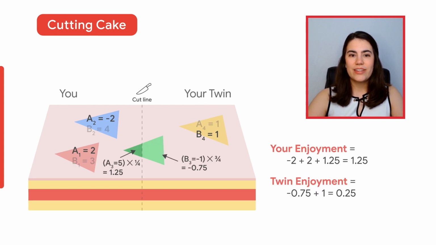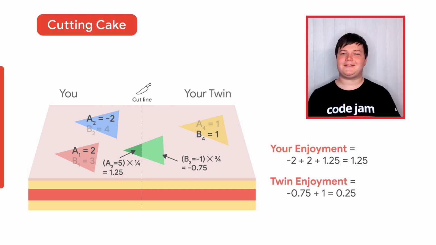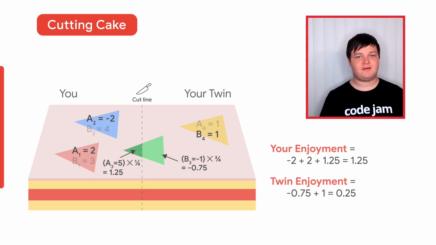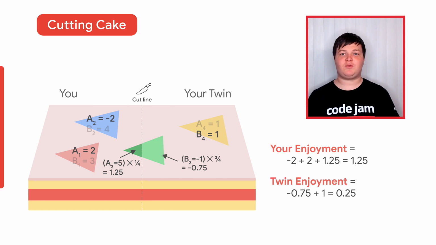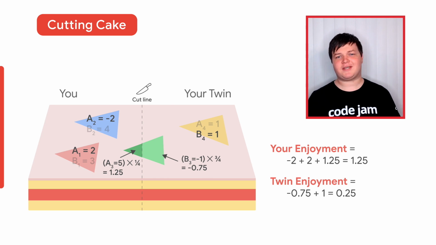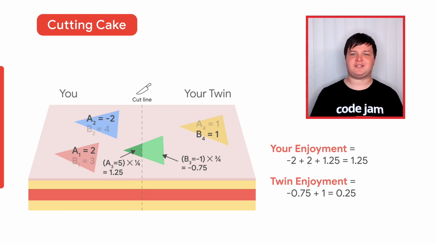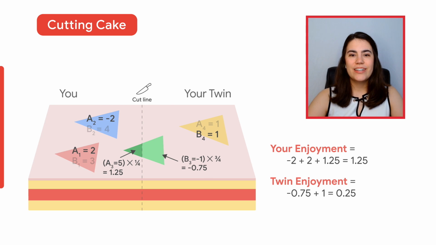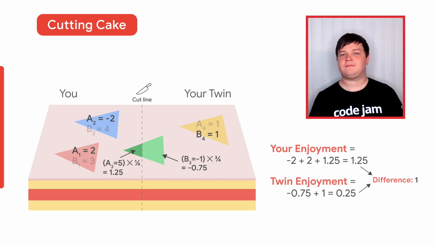You will get the piece on the left and your twin will get the right piece. You will each eat all of your respective halves, so let's hope you don't get a stomachache. Interesting. So the enjoyment you receive is equal to the sum of A_i for the icing patches on the left piece, and the enjoyment your twin receives is equal to the sum of B_i for the icing patches on the right piece. Of course, accounting for when our line goes through the icing patches. Exactly. You want to cut the cake such that the absolute value of the difference between your enjoyment and your twin's enjoyment is as small as possible.